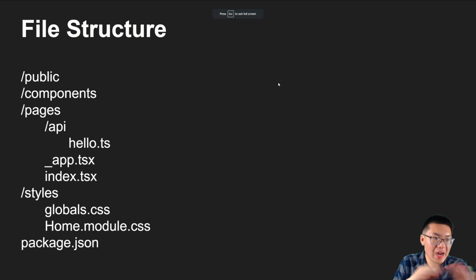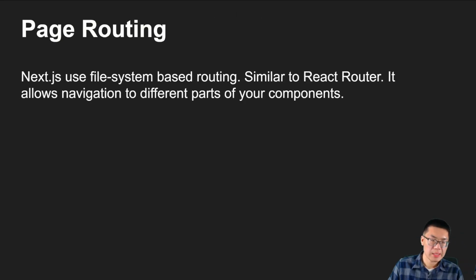So now that we have the high-level overview of the file structure, we're going to actually step into all of it. All right, so the first thing I want to talk about is page routing. Next.js uses file system-based routing. For those familiar, it's kind of similar to React Router. It allows navigation to different parts of your components based off of your URL path.